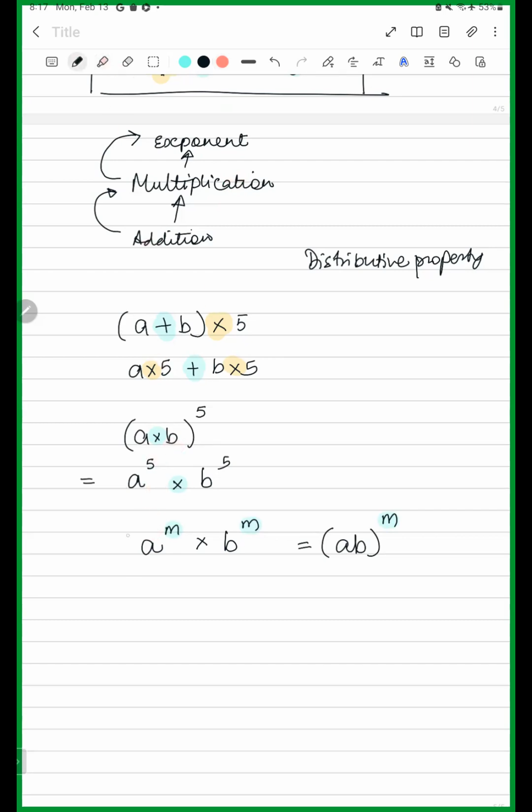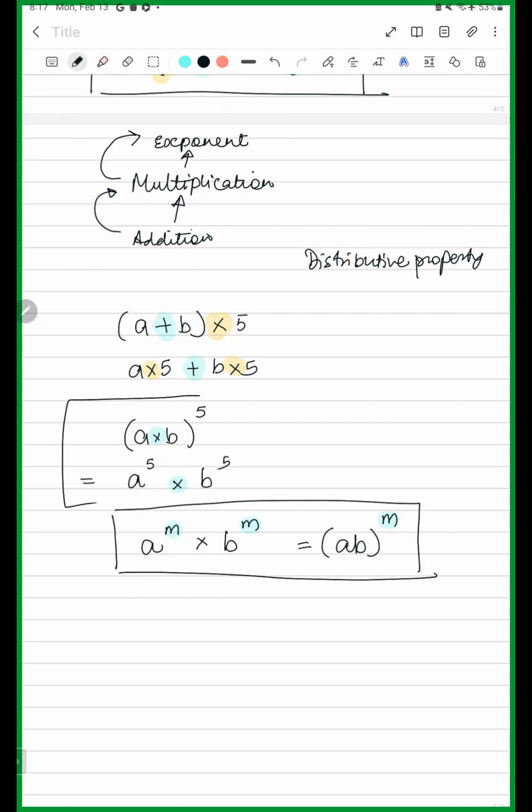I didn't understand the distributive property. This is what is happening. You understood this, right? Yeah. Yes, this is what the distributive property is. Don't have to think about this. Let's forget it. Okay?